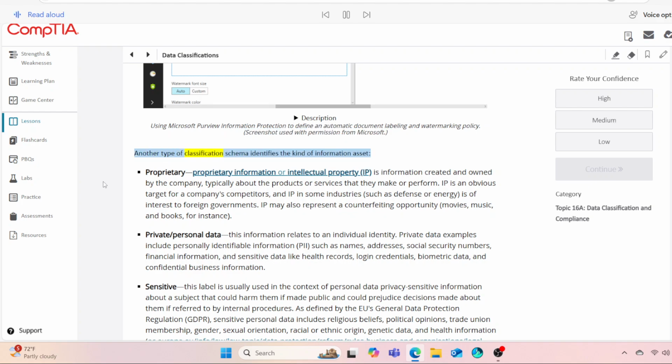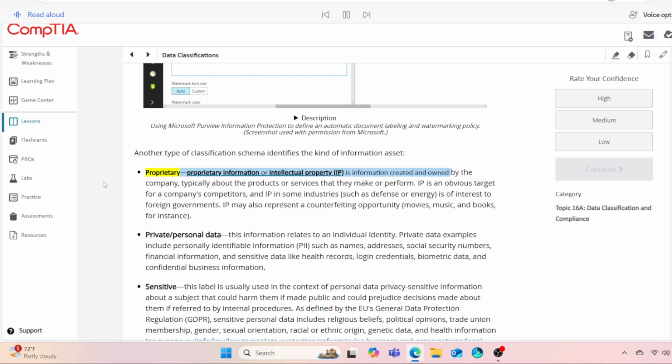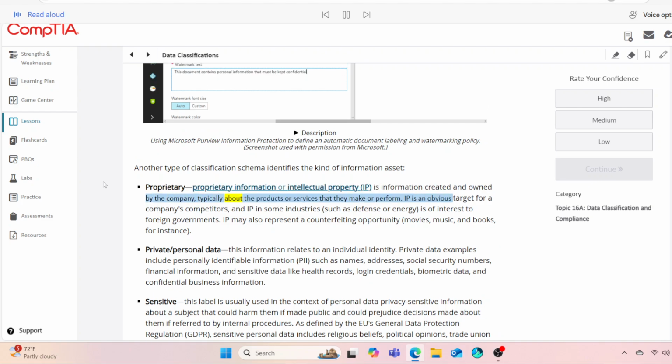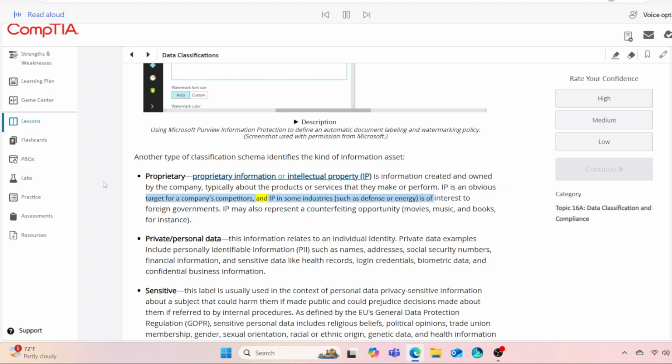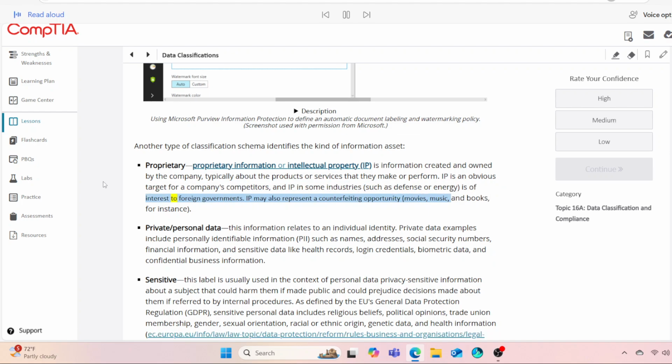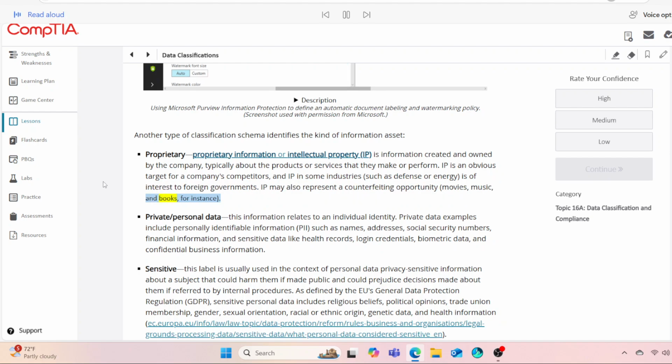Another type of classification schema identifies the kind of information asset. Proprietary information or intellectual property, IP, is information created and owned by the company, typically about the products or services that they make or perform. IP is an obvious target for a company's competitors, and IP in some industries, such as defense or energy, is of interest to foreign governments. IP may also represent a counterfeiting opportunity, movies, music, and books, for instance.